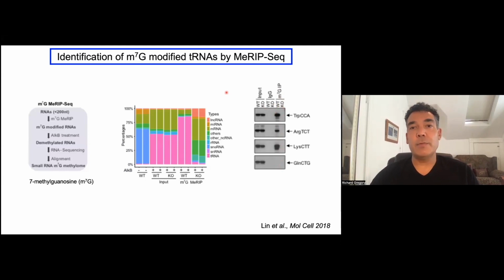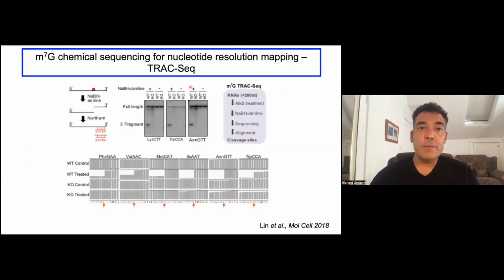So the methyl-RIP-seq was informative, but of course it doesn't tell us anything about which site is modified or the relative stoichiometry of these modifications. And so for that, we went back into the literature and we found some old chemistry that was described in the 1970s that involved chemical cleavage of m7G. So this method basically works: you use sodium borohydride that reacts with a methylated guanosine and leaves an abasic site in the RNA that can be cleaved subsequently by aniline treatment. And so this method works very well.